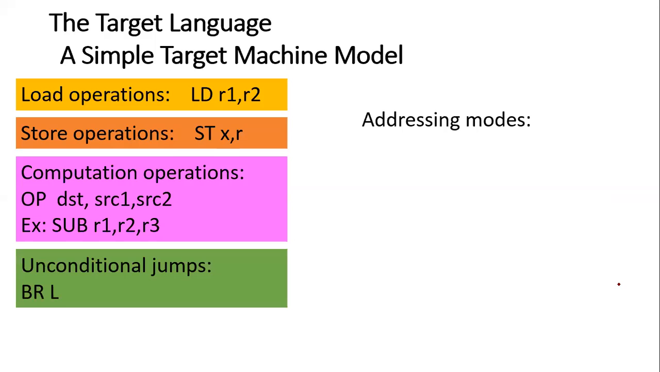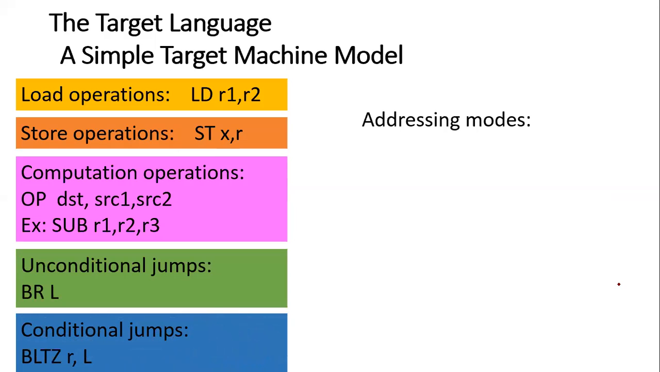And like that, unconditional jump, so it is a branch, BR L, that means without any condition you are jumping to the location L. And then conditional jump, BLTZ R, L. See this, here the location is L.